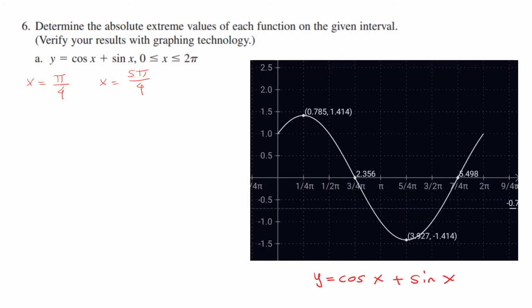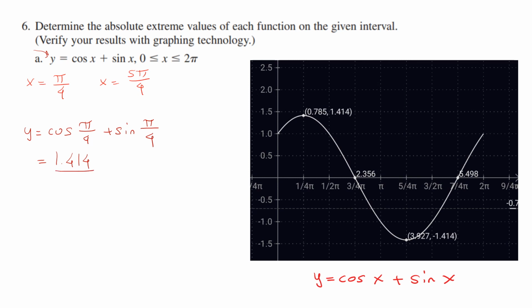So since now I have my two points, if I put the graph over here for my original function, but let's say I didn't know my graph, all I need to do in order to find which one is maximum, which one is minimum, is to plug the values back into my original function. So if I do that, I'm going to end up with y equals cos pi over 4 plus sin pi over 4. When you put it into your calculator, make sure it's in radians, I'm going to end up with 1.414.